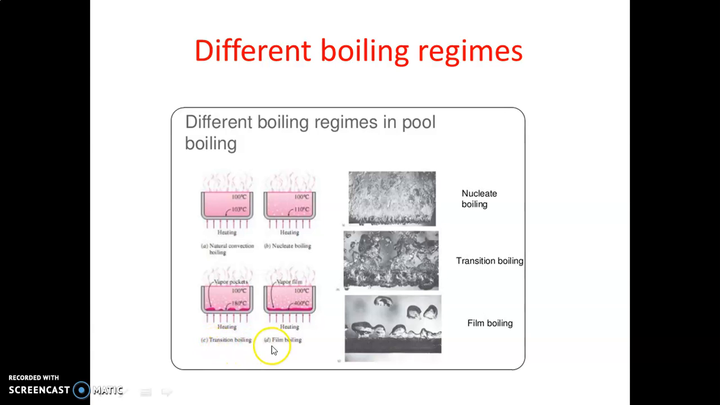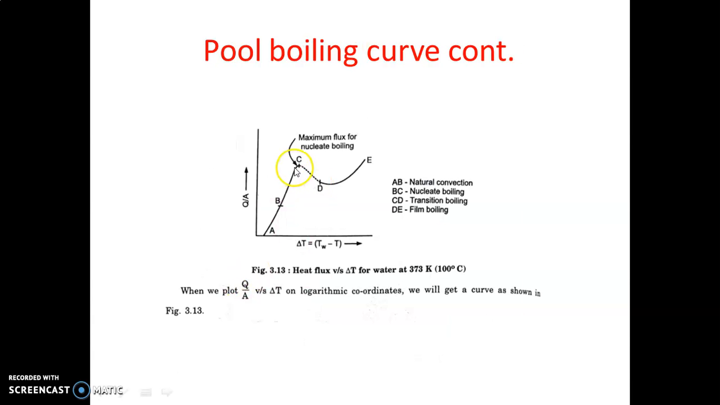Then if we go to transition boiling, that means this CD part, at that time the vapor production rate is very large. The bubbles are mixed with each other and they form an insulating layer at the surface. But this insulating layer is unstable. Therefore, the heat transfer rate, or heat transfer flux, is decreased during this segment CD. In AB and BC it increases.